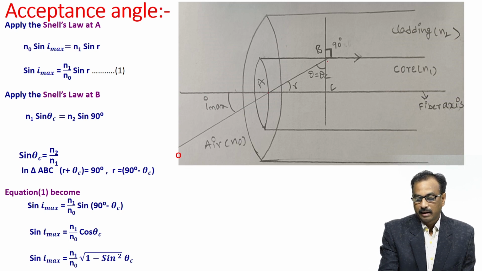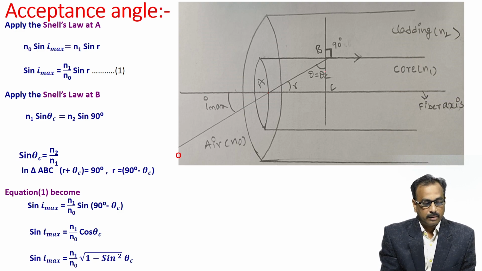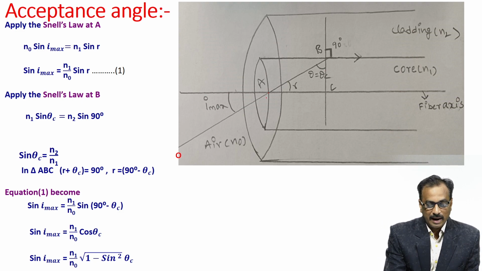Whether the ray can transmit through the core material, through the core-clad interface, or through the cladding material depends upon the angle of incidence at the core-clad interface. Now apply Snell's law at A.